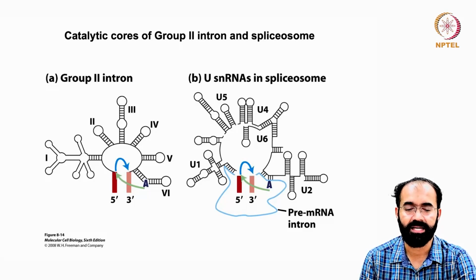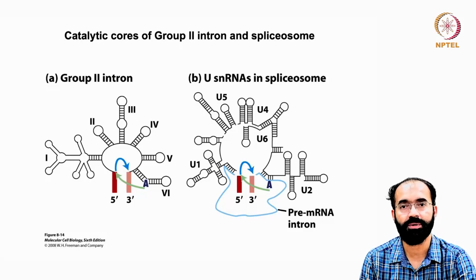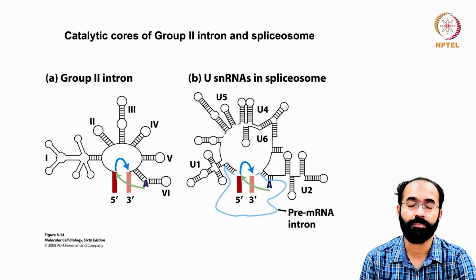Same way here, this kind of arc shape formation is very important, no matter whether you are talking about a self-splicing intron such as group 2 intron or an assisted splicing such as snRNA mediated. So this has to be very clear in your mind.